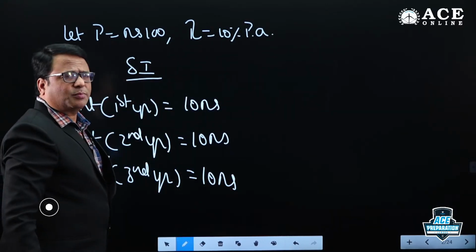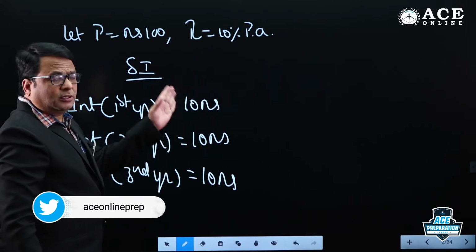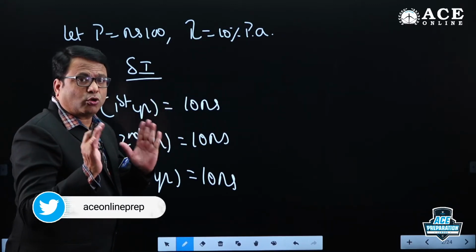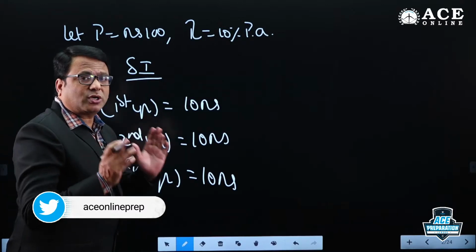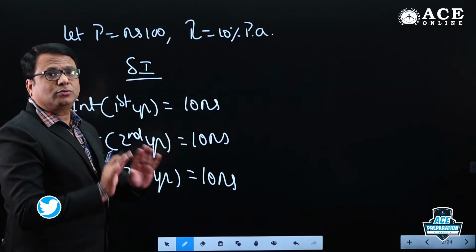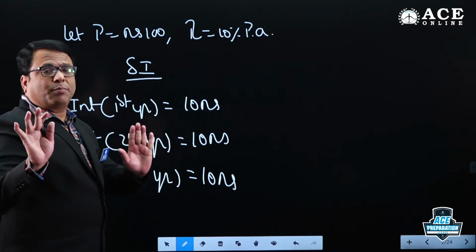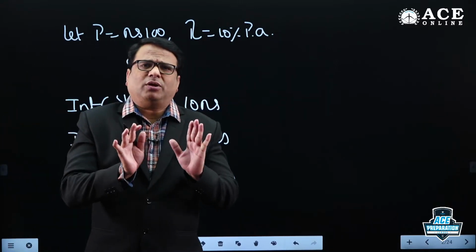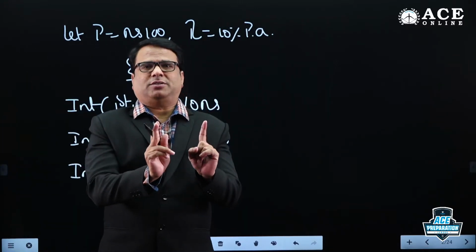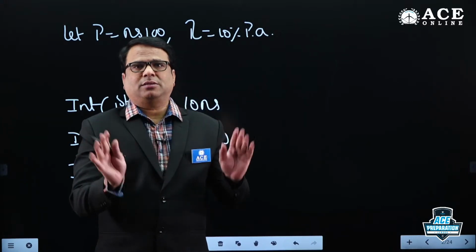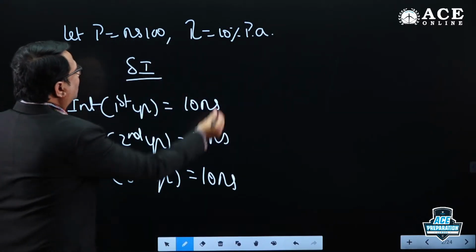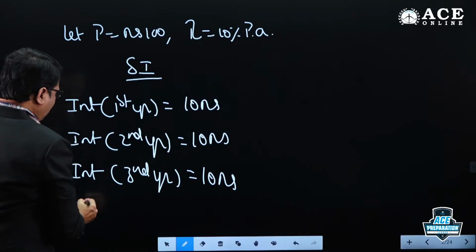Now, one of you may ask me, in the first 2 years, the 20 rupees interest is accumulated, and why are we not charging interest on these 20 rupees? No, we don't do that. In simple interest, interest is calculated only on the principal, nothing else. So, what is the interest for third year? 10% of 100, 10 rupees.